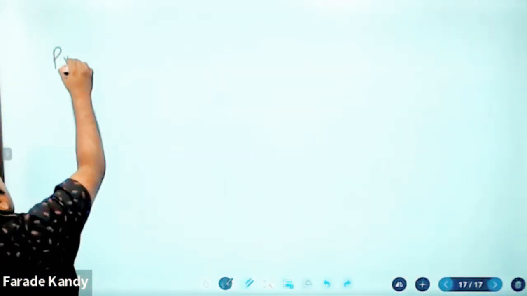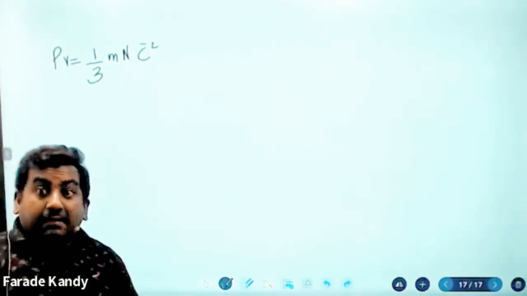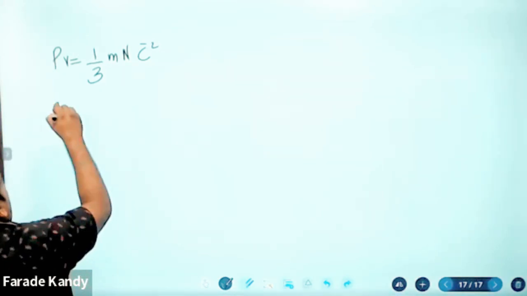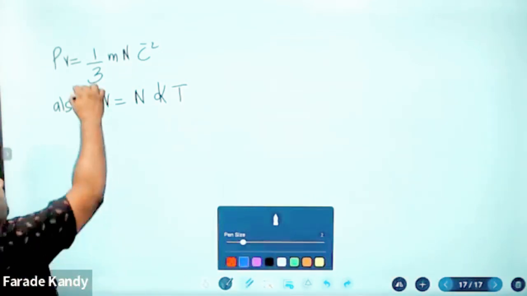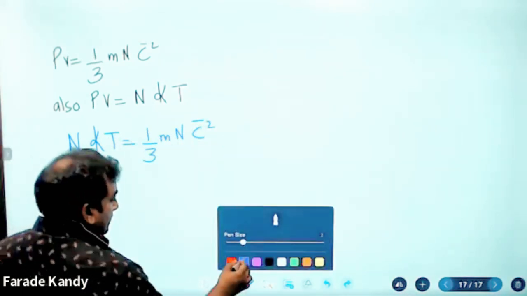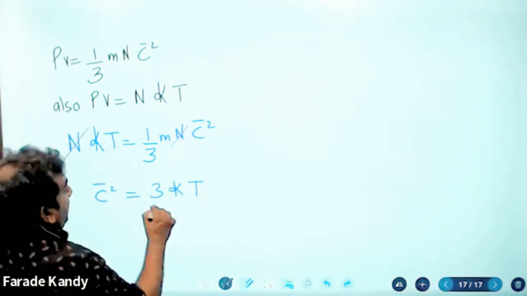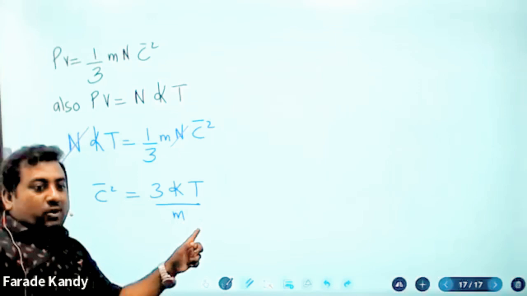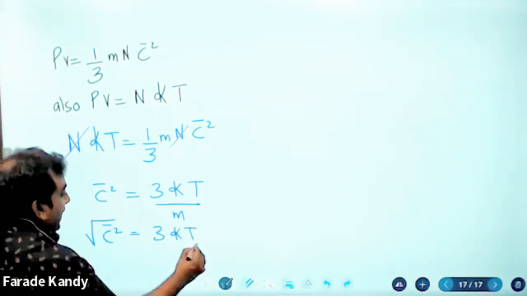Look at this. PV equals 1/3 mn c squared bar. Here, m is mass of one molecule. Look at this carefully. Here we can say also PV equals NkT. Wherever there is PV, I can substitute NkT. 1/3 mNc squared bar. N cancels off. Cross multiply. c squared bar is 3kT divided by mass of one molecule. If universal gas constant comes, what? Molar mass. If mass of one molecule comes, what? Boltzmann constant. From this, you can get the root mean squared velocity, square root of 3kT over mass of one molecule.